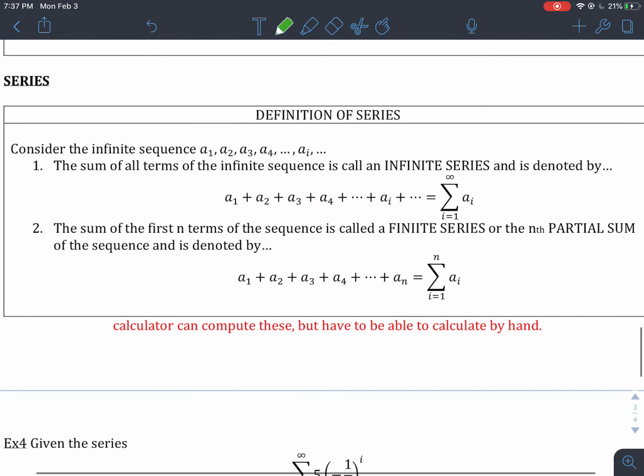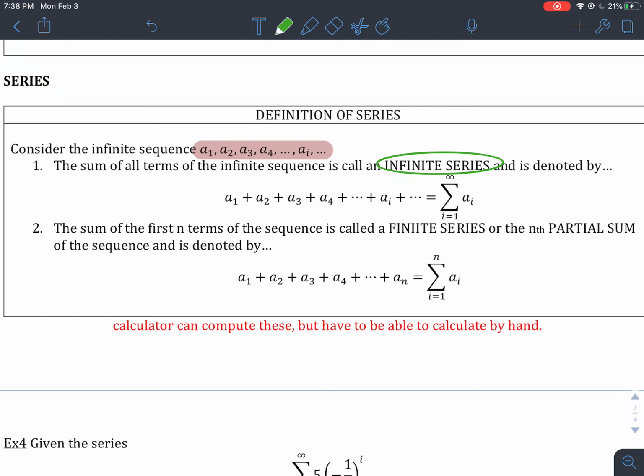This helps us define what a series is. So if we have some sequence, a sub 1, a sub 2, a sub 3, and so on, a sub i, and it keeps going forever and ever. If we were to add up every single term in the infinite sequence, we would have something called an infinite series. So the series is when we have the sum of all of our terms. We can use that summation notation.